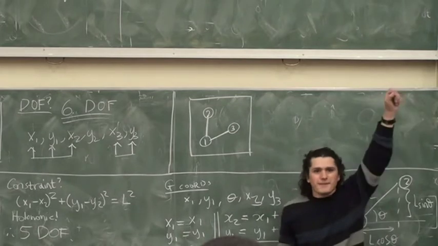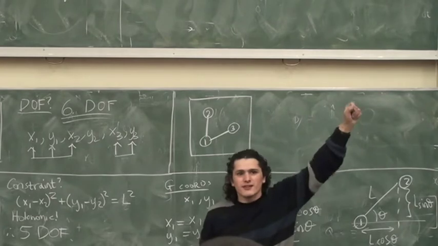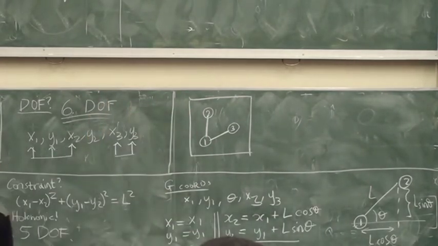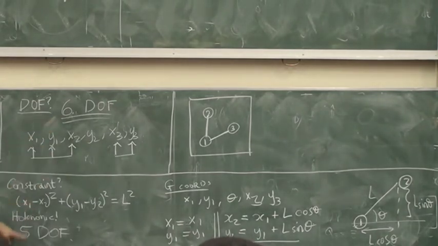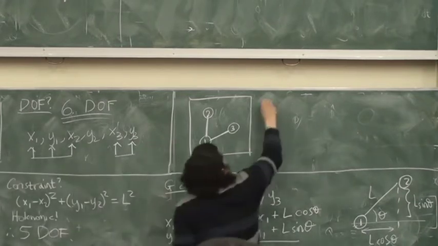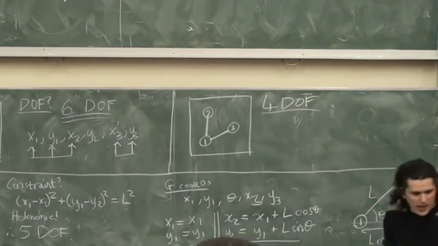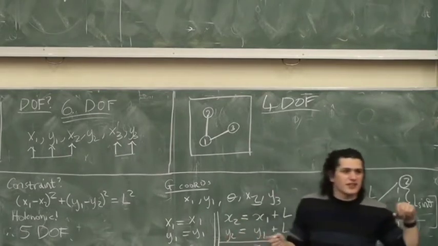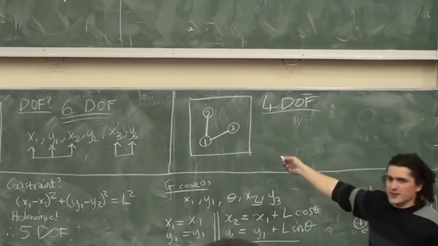Who's saying 1, 2, 3, 4, 5? More than 5. Right. We had 6. We added a constraint, we got to 5. I added a constraint, I get to 4. Right, the majority did get that at this point. Good. So we now expect that there should be 4 generalized coordinates to express the position of the system.